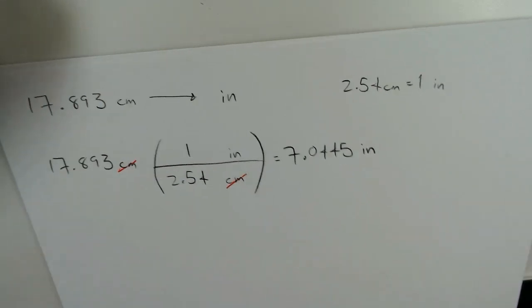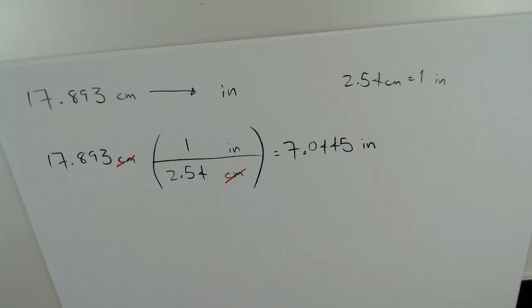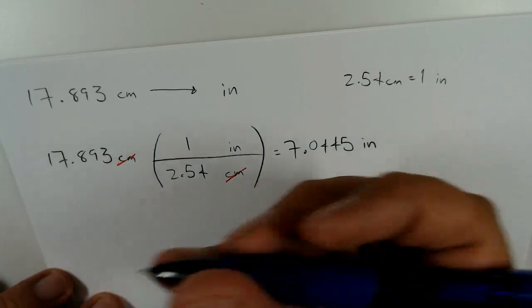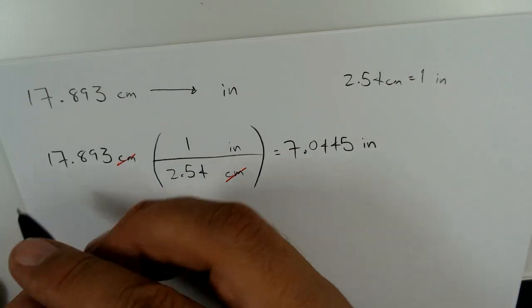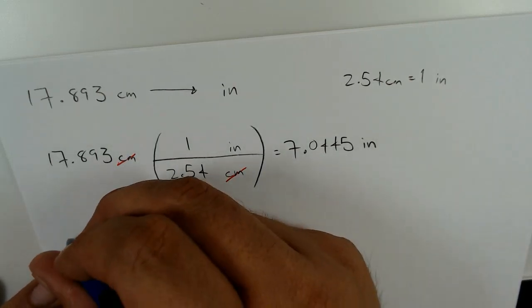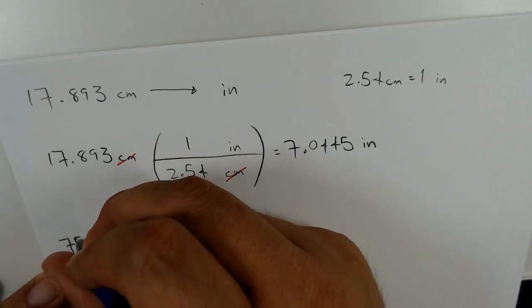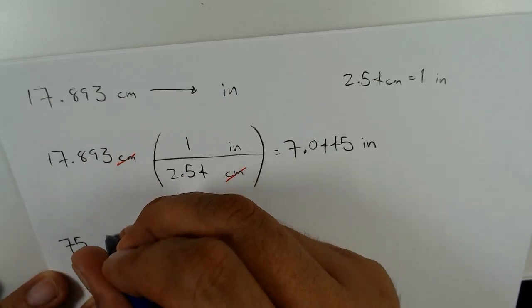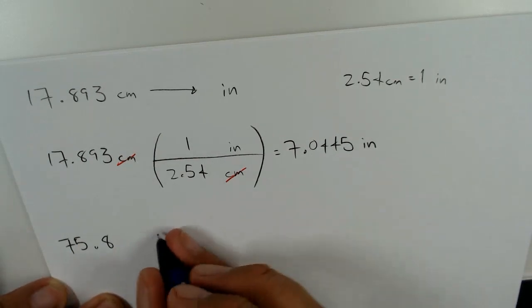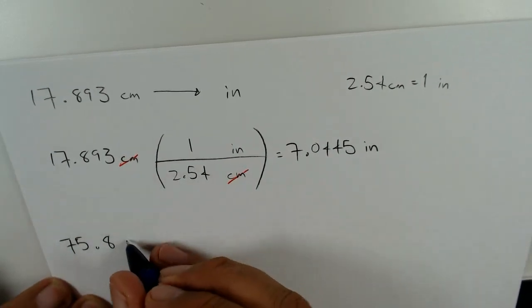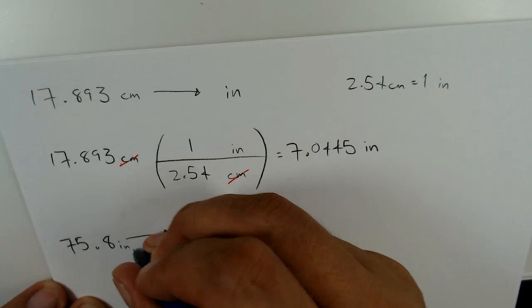All right, so let's go ahead and do the reverse case now, and then I'll show you some other types of conversions. So in the reverse case, suppose we had, let's go with 75.8. That works. And I want to convert this, that's inches.